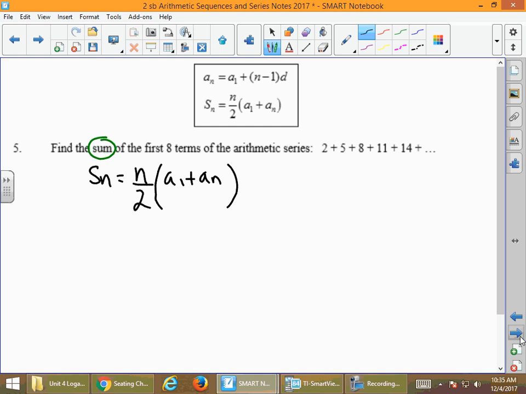Find the sum of the first 8 terms of this arithmetic series. And what we don't know in this problem is we don't know what a sub 8 equals. But we can figure it out. And actually on this one, it's not too tough. But on this one, we would use the formula a sub n equals a sub 1 plus n minus 1 times d.